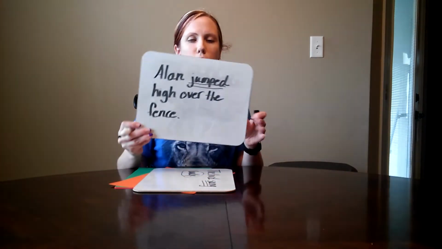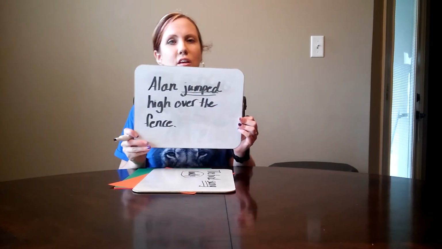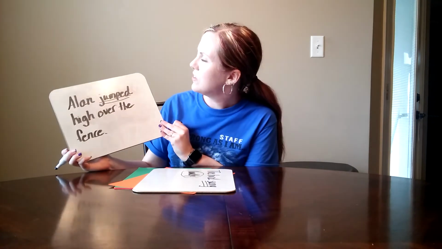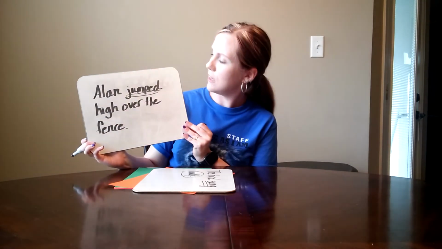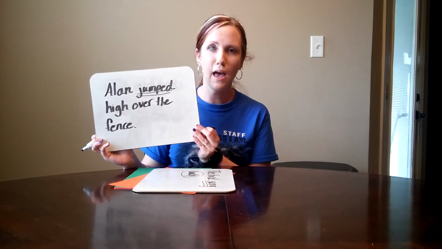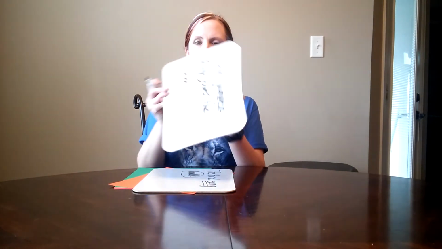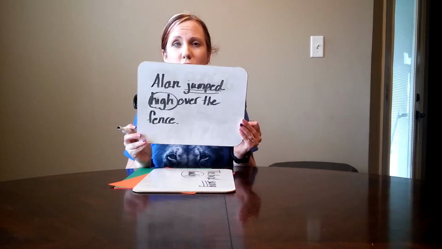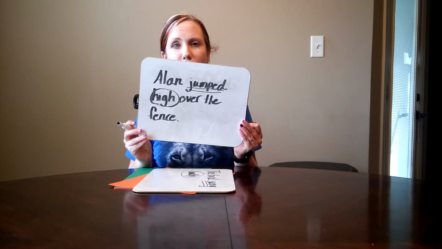Okay, let's try another one. Remember that I said that adverbs usually end in ly, but they don't always end in ly. Let's look at this sentence. Alan jumped high over the fence. So we're going to find our verb. It's underlined 2 times again, and it's jumped in this sentence. And we're going to say jumped how. And the adverb is high. It tells us how Alan jumped over the fence. He jumped high. This is one of those cases where it does not end in an ly.